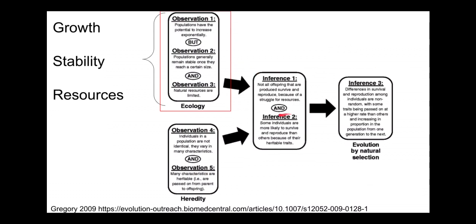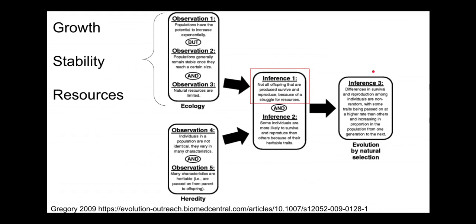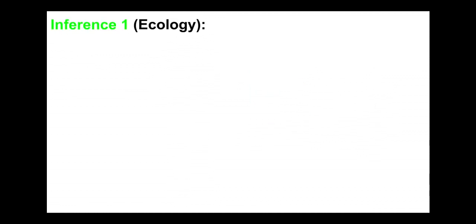Now we'll move on to the inference. What are the implications of all of this? So we have exponential population growth here, which is the ability of all organisms to increase exponentially. However, most of the time we don't see rapid population growth. We look out in the world and we see populations that are relatively stable. And that is due to limited resources. So what can we infer from this about what's going on in nature?